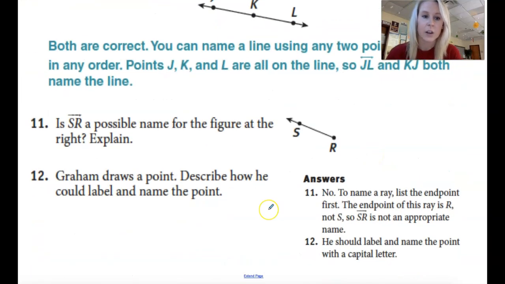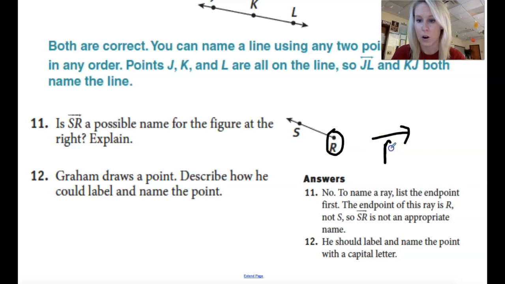Number 11 is SR, a possible way for the figure at the right. That would be a no. So what they did incorrect was they did not put the endpoint first. So we got to make sure that endpoint R is the first way to name it. So we could have named it with the R and then an S. Only way to name a ray. All right, last but not least, 12, Graham draws a point. Maybe you did this, maybe you called it a capital letter, and that is how you name a point. Draw a dot, put a capital letter, and you're good, okay?